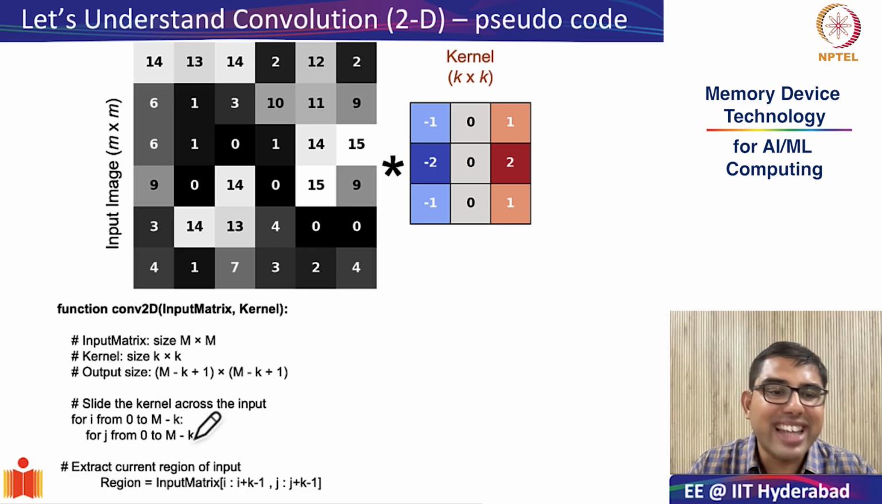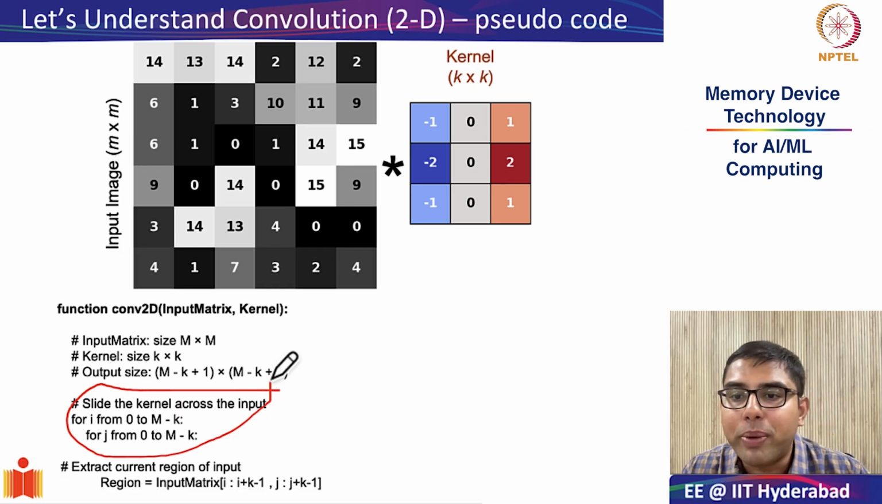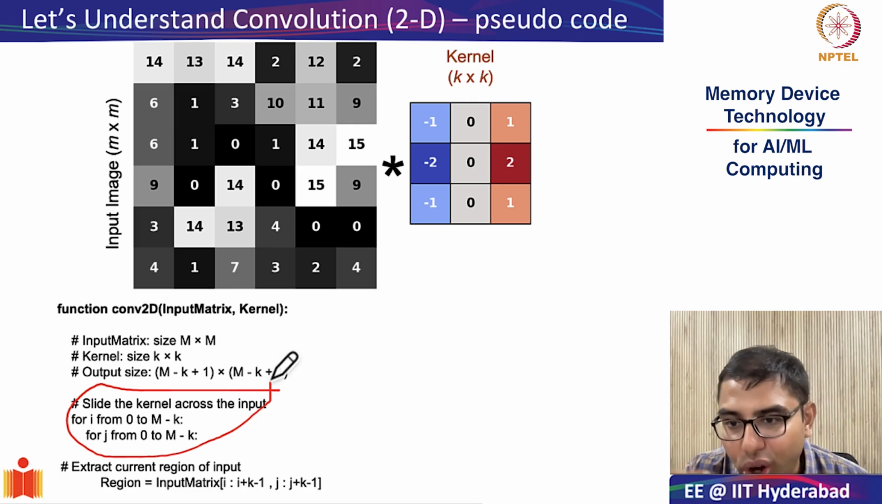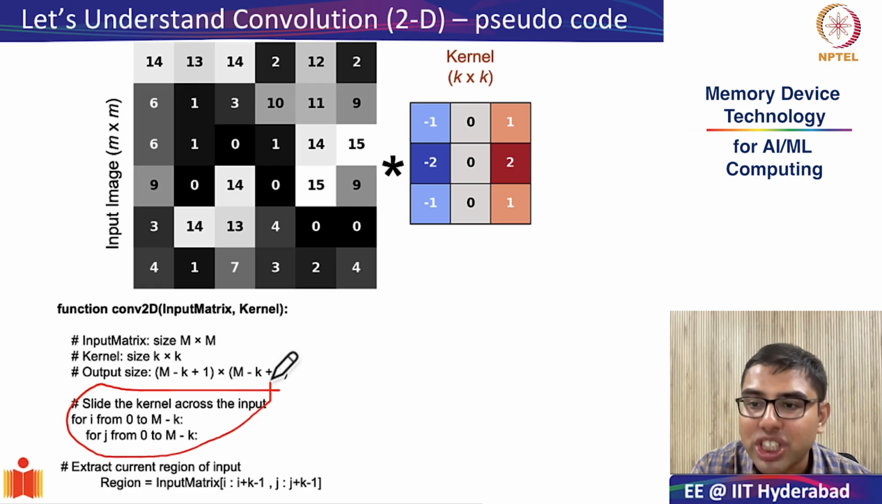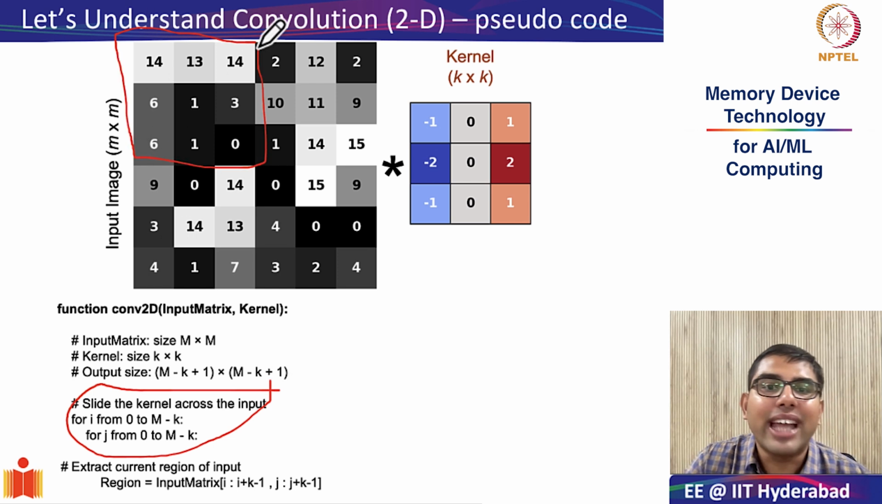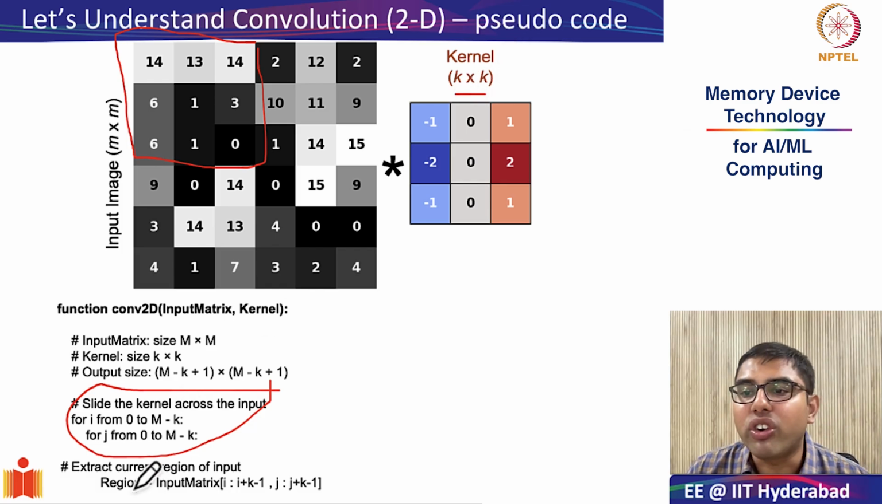Next we do the first step, which is the slide operation. In the slide operation, there are two loops which control this movement. The first loop shifts the kernel down the rows and the other shifts it across the columns. At each position, what are we doing? We are extracting a small k cross k region. Remember, the box which we had was k cross k, the same size as your kernel. This extraction of this region is also called the region of interest.